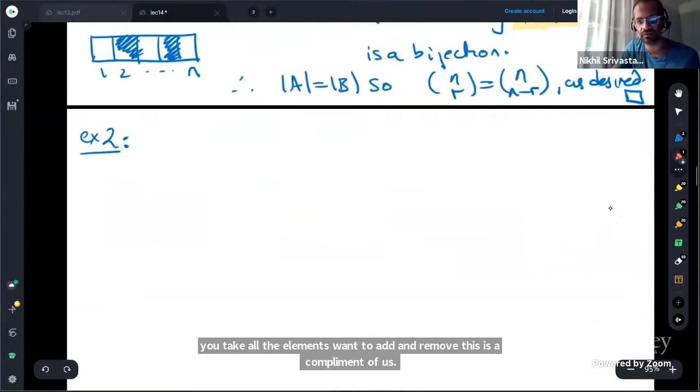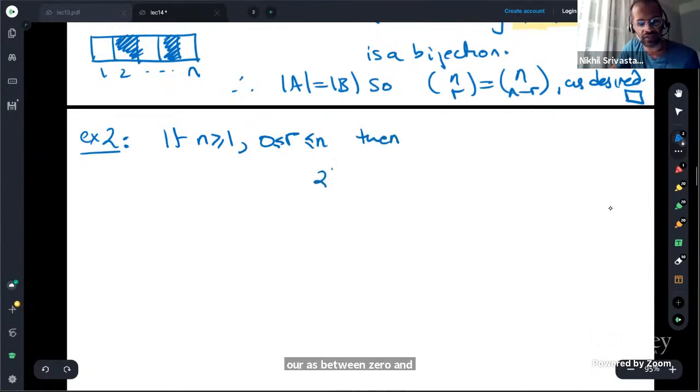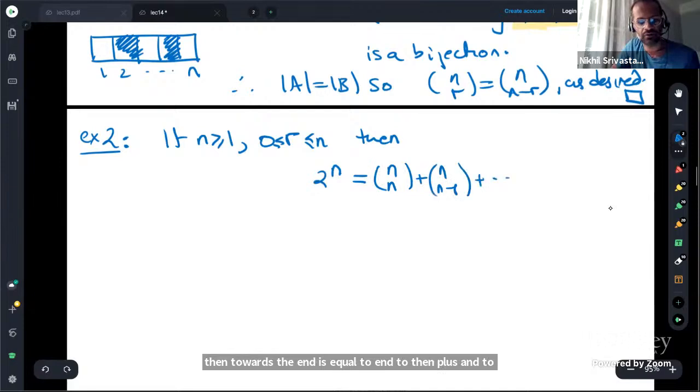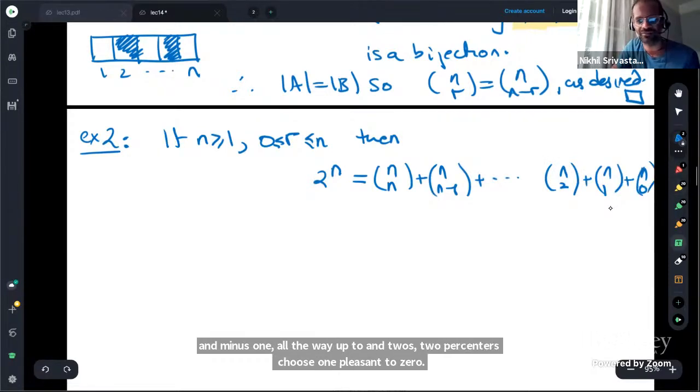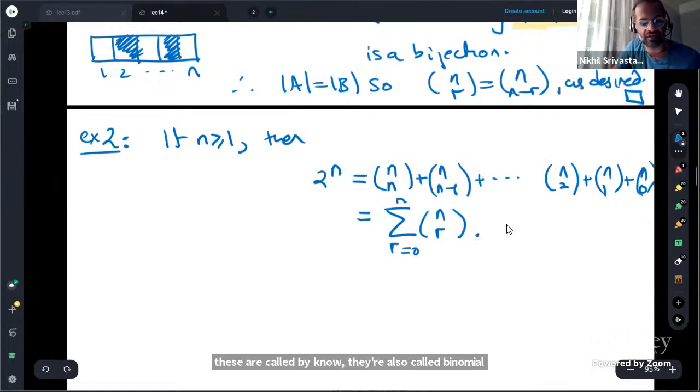Okay, so now let's look at a slightly more interesting one. Here's the claim. If n is a positive integer and r is between 0 and n, then 2 to the n is equal to n choose n plus n choose n minus 1, all the way up to n choose 2 plus n choose 1 plus n choose 0. Oh, sorry, there's no r anymore. So it's just this. This is a summation, where r goes from 0 to n, of n choose r. So if you add up all of these binomial coefficients, these are also called binomial coefficients, then you just get 2 to the n.